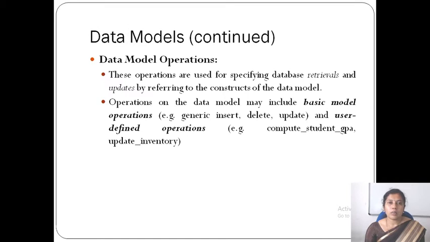Then we said operations. The data model also describes the operations which are performed on the database structure. Okay, now what are these operations? There are two types. One is basic model operations and then user defined operations. Basic model operations means you are performing insertion, deletion, updation of the content. So that is called basic model operation.